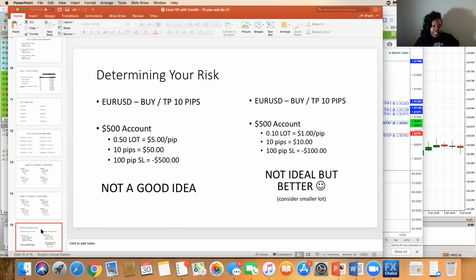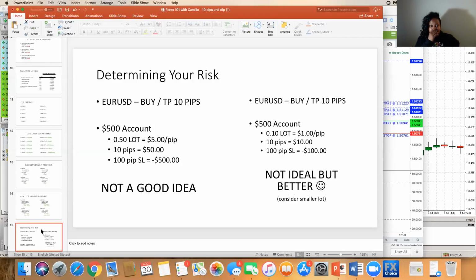With these particular accounts, one is going to use a 0.50 lot, which is $5 a pip. One is going to use a 0.10 lot, which is $1 a pip. So the person using the bigger lot, if that take profit of 10 pips hits, made $50 compared to the person that made $10. The reality is all trades don't always hit 10 pips. Sometimes it's going to drop. It could be news or something else that makes that happen.